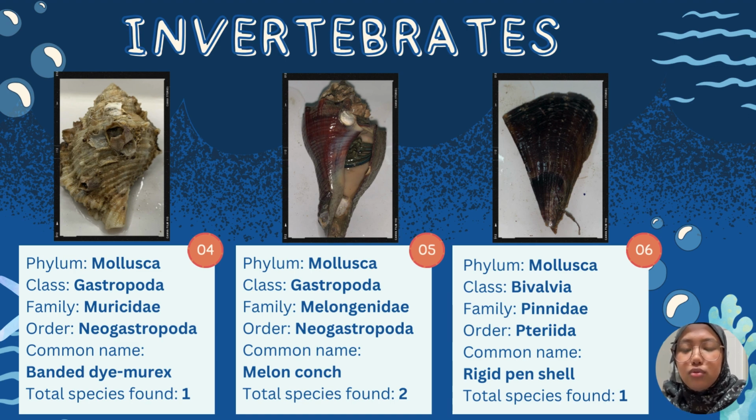Fifth one is Melon conch from phylum Mollusca and class Gastropoda. It falls under order Neogastropoda and family Melongenidae. Total species found is 2. Sixth one is rigid pen shell from phylum Mollusca and class Bivalvia. It falls under order Pterida and family Pinnidae. Total species found is 1.